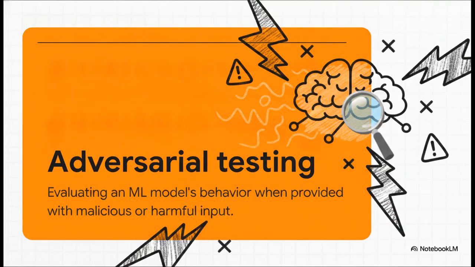Okay, let's break down this definition. Adversarial testing is the process of systematically evaluating a machine learning model, but with the specific intent of learning how it behaves when you feed it malicious or inadvertently harmful input.